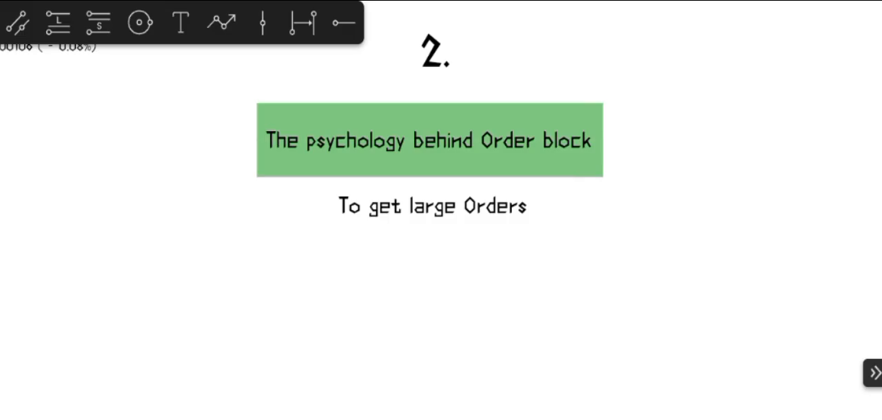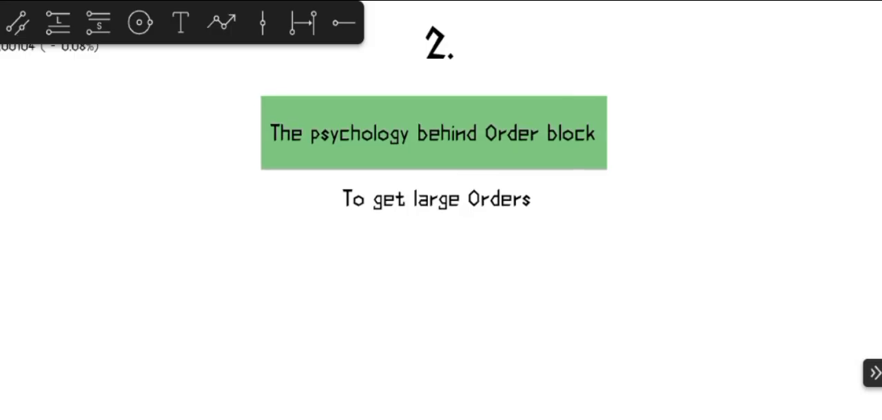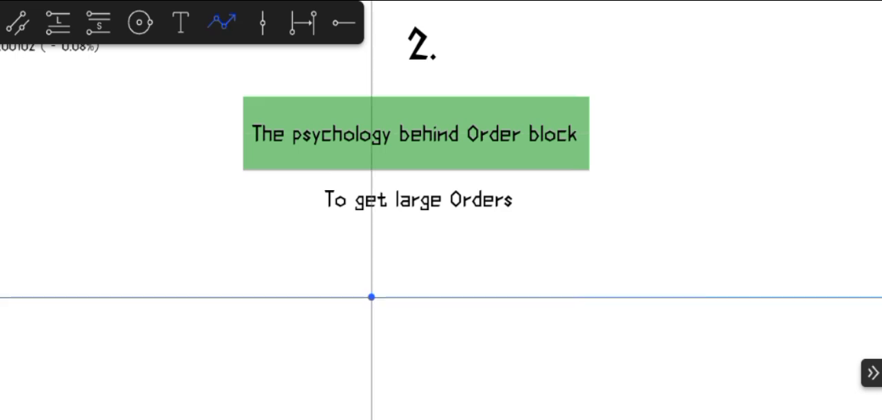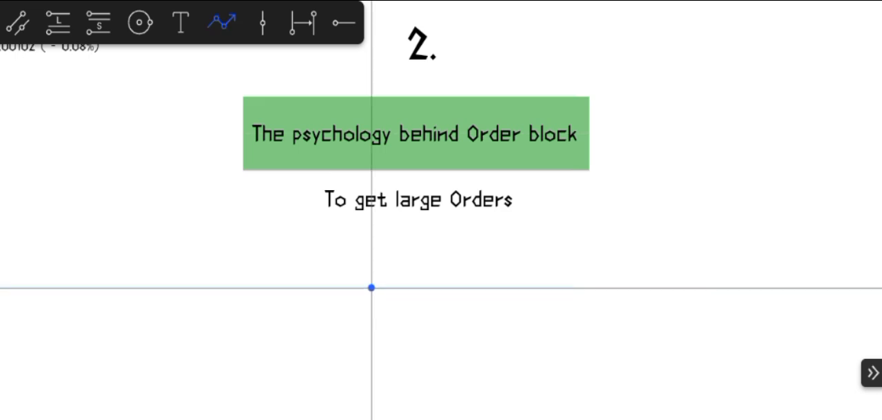Now the psychology behind an order block in a bullish scenario is this: when institutional traders or big banks need a large order to buy, they will also need large sellers to sell to them the same quantity of orders. At some point, the sell quantity will not be enough for the buyers to push price to the upside, so they will push price to the downside.